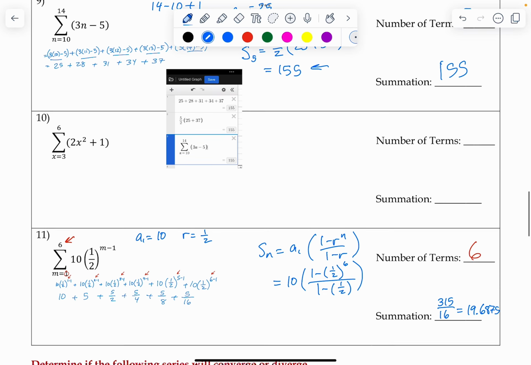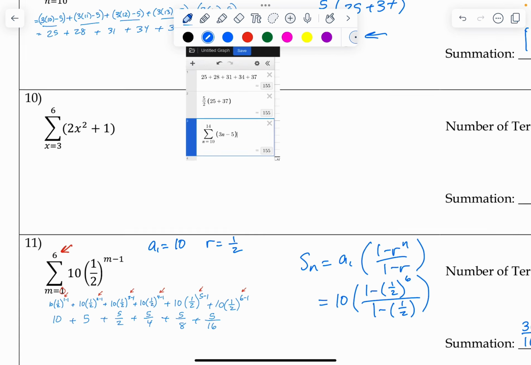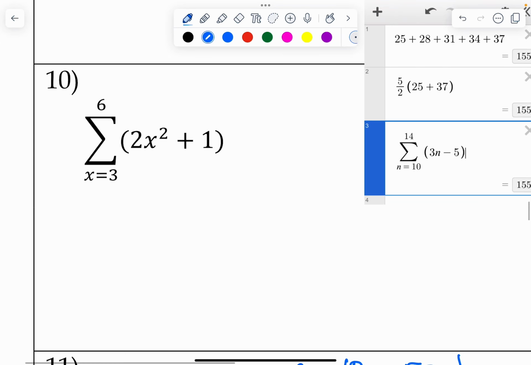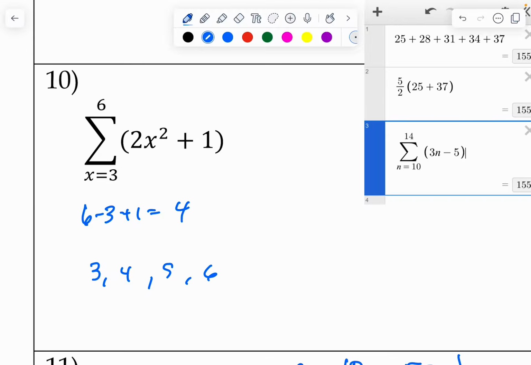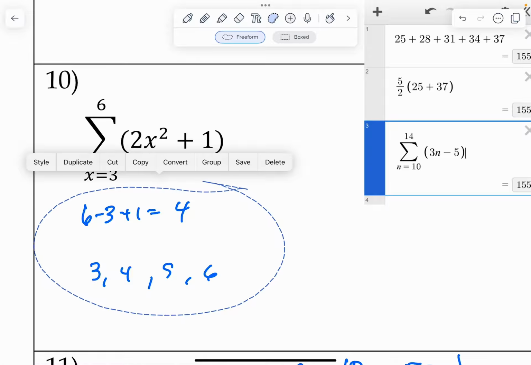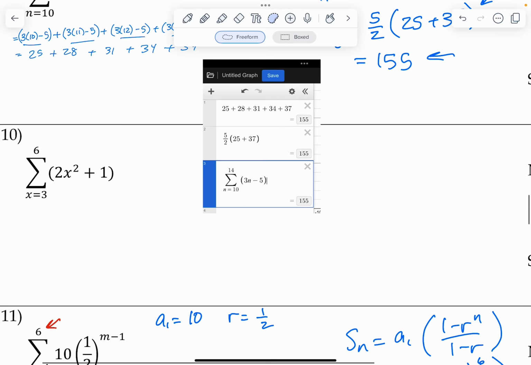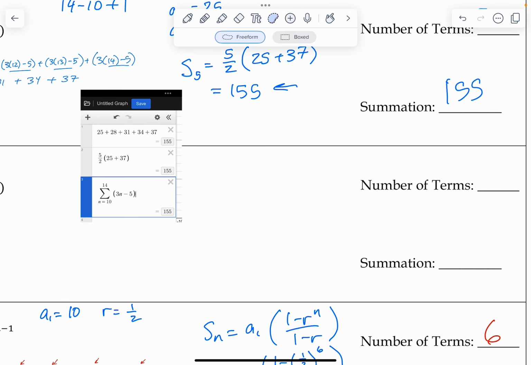Okay. The next one would be, well, let's just talk about the number of terms. So I see that I'm plugging in 3, 4, 5, and 6. So that's 6 minus 3 plus 1 gives me 4. And sure enough, when you count 3, 4, 5, and 6, that gave you a total of 4 terms. Let's just talk about that has 4 terms.